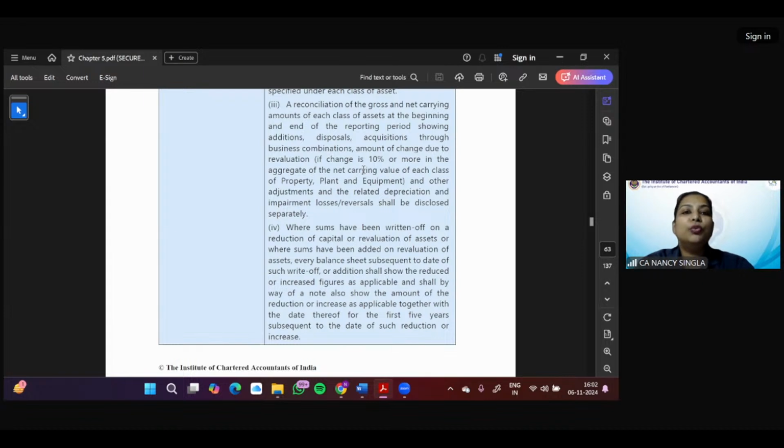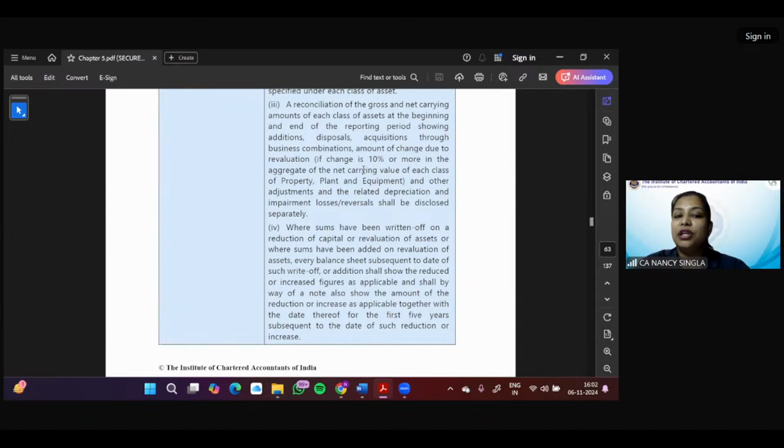And the next point, the fourth point, is relating to revaluation, where basically the asset has been revalued up or down, that is, maybe by way of reduction of capital or there is revaluation of assets. Then the amount that has been revalued will be shown in the balance sheet. That is correct. Also, this will be disclosed by way of notes in 5 balance sheets after the date of such revaluation. So let us read this point number 4, which is on your screen.